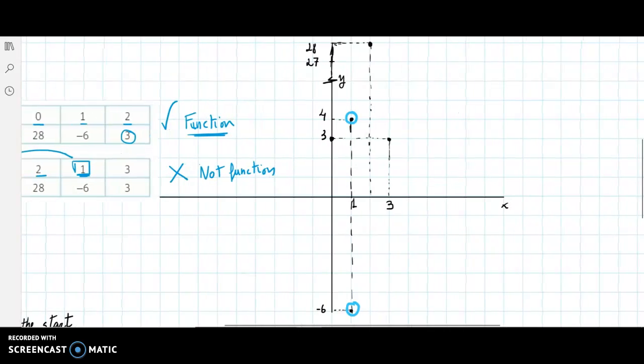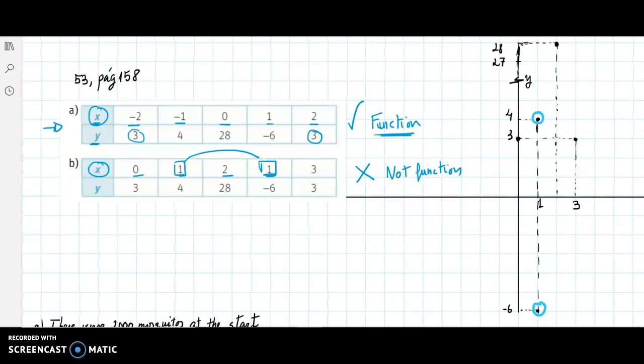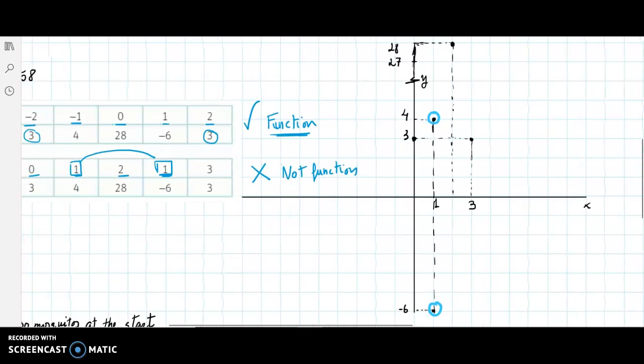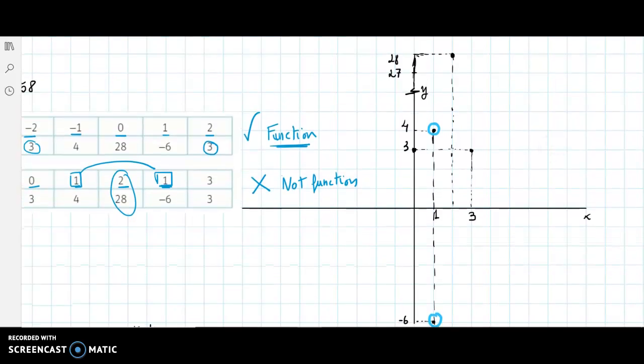I have represented the second table on a coordinate axis. So you have the points here. Well, this point, the 2, 28, is here, but it's obviously not correct because each square is 1 unit, but the 28 is very, very high. So I couldn't represent that correctly.